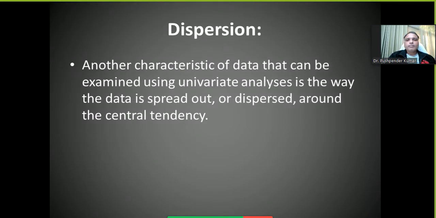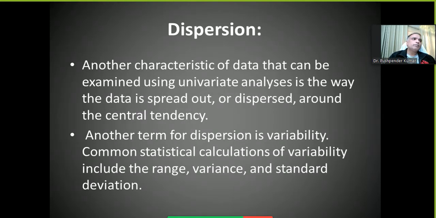Now dispersion, I'm not going to discuss it much. Another characteristic of data that can be examined using univariate analysis is the way the data is spread out or dispersed around the central tendency. How many people are away from 5.4 height, right? So that is basically we are talking about how spread the data is, right? How many people, on an average, their height is away from 5.4, which is the average height of a particular class.